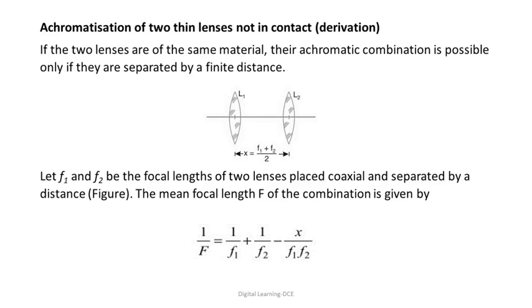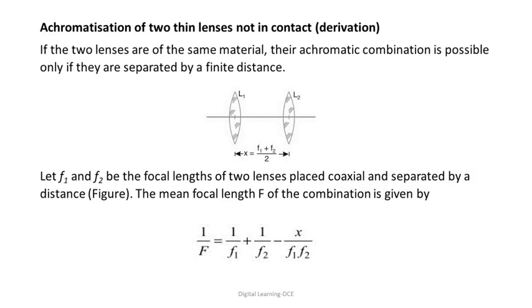Achromatization of two thin lenses not in contact. This is a derivation. If the two lenses are of the same material, their achromatic combination is possible only if they are separated by a finite distance. Consider two lenses L1 and L2, with x equal to f1 plus f2 by 2. Let f1 and f2 be the focal lengths of the two lenses placed coaxial and separated by a distance x.